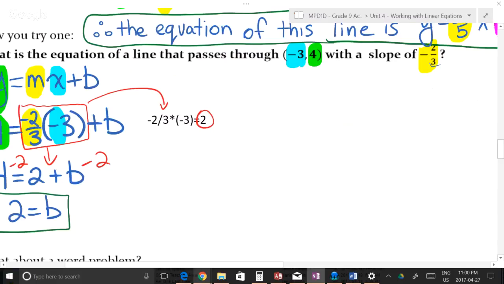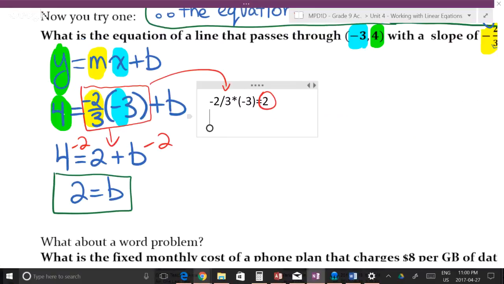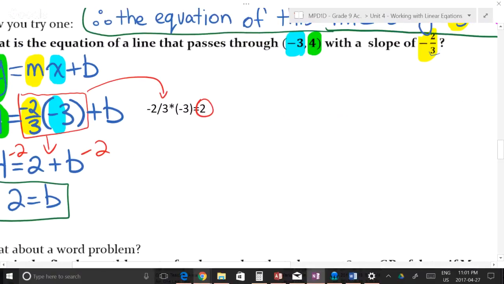We do that. And that tells us that 2 is equal to b. And then again, of course, that's not the answer to the question. That's just the work we had to do to be ready to give the answer. Now we have to actually make it an equation.